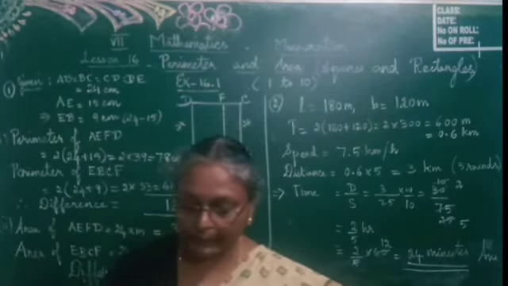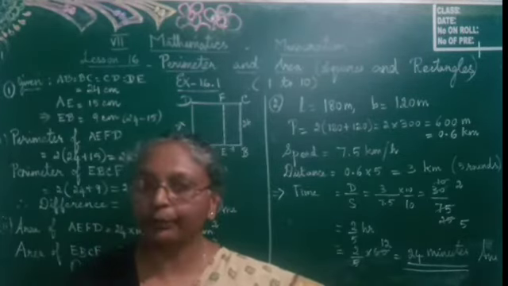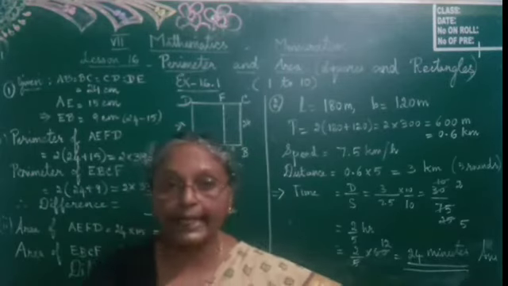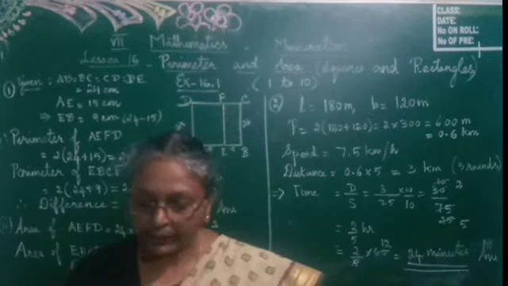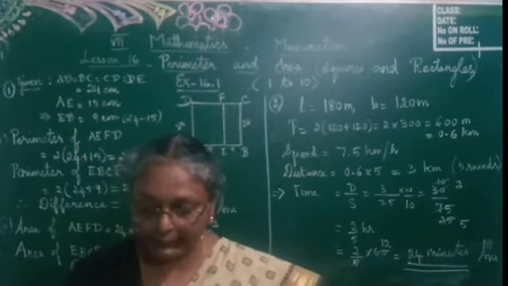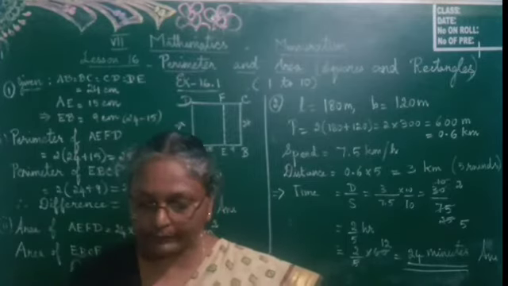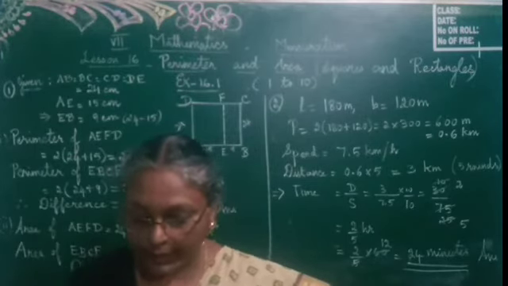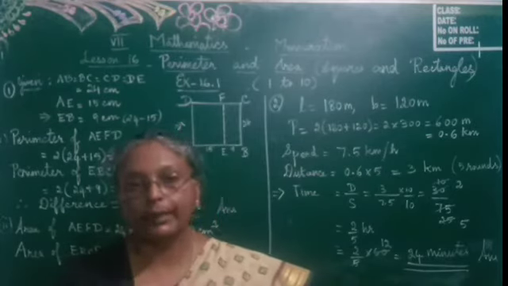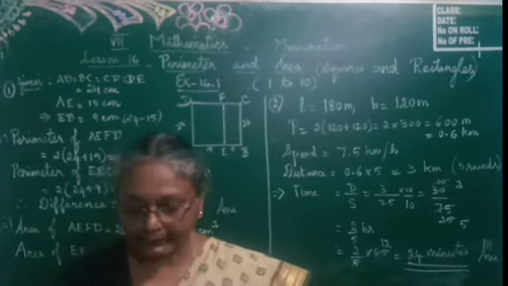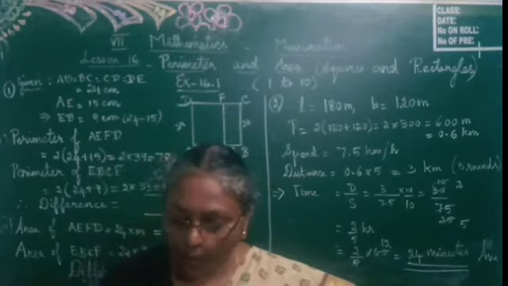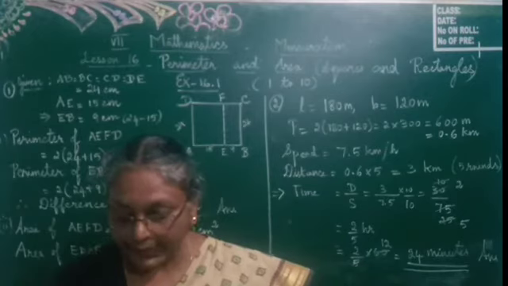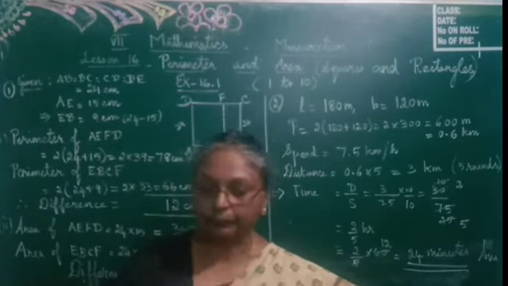So you can see the first sum in your book in exercise 16.1, first sum. ABCD is a square of side 24 centimeters. EF is parallel to BC and AE is equal to 15 centimeters. By how much does the perimeter of AEFB exceed the perimeter of EBCF? Second one. By how much does the area of AEFB exceed the area of EBCF?